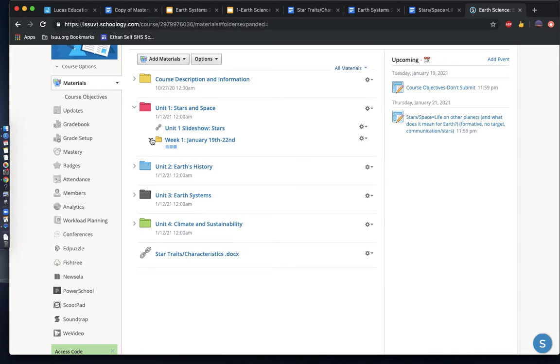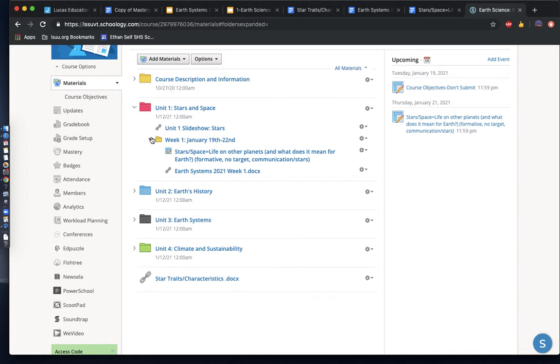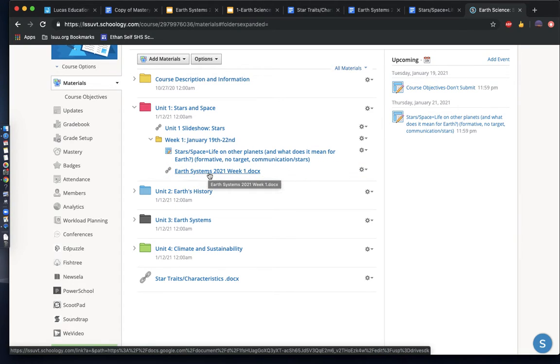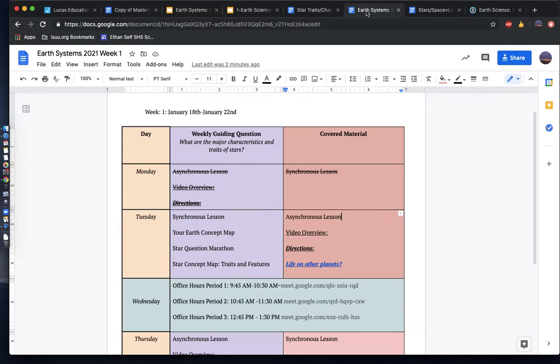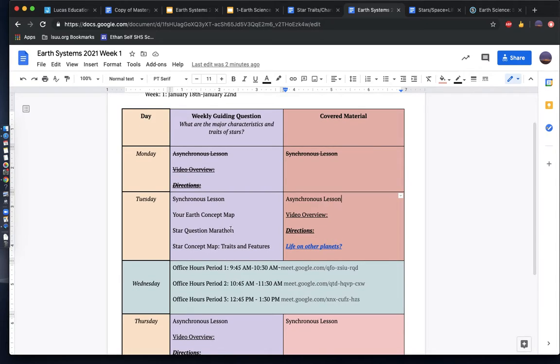But when we open a week, there's going to be a couple things that you'll see each week. An assignment or assignments that are due. Any handouts or notes that I give. But also this document right here, Earth Systems 2021, Week 1, which happens to be this document right here. So this will cover the guiding question that we learn about this week, material that we learn, and also directions for our synchronous and asynchronous lessons.